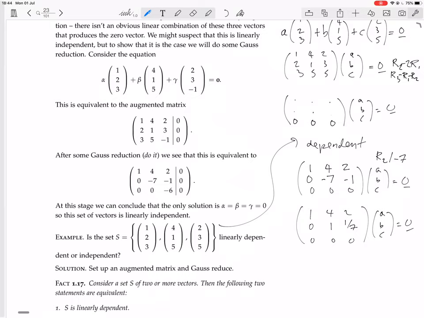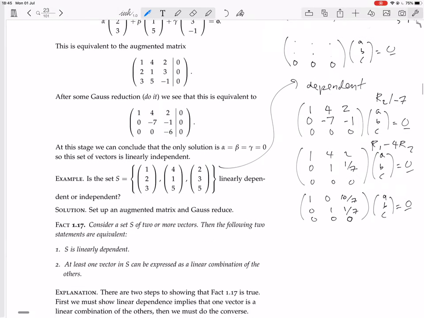Okay, now we can do row 1 minus 4 times row 2, which is going to be 1, 0, 2 minus 4 over 7, that's going to be 1 and 3 sevenths, so that's 10 over 7. Oh, sorry, and then 0, 1, 1 over 7. A, B, C equals the 0 vector. Okay, so now we can read out the solution.